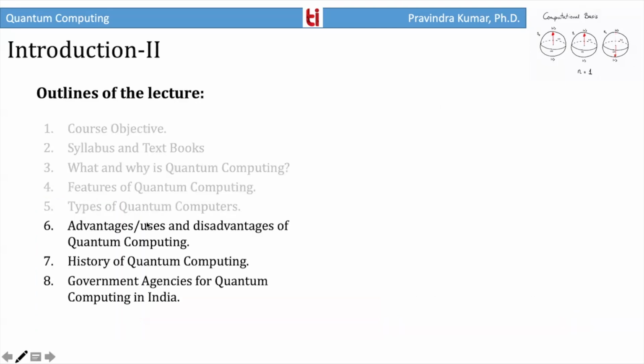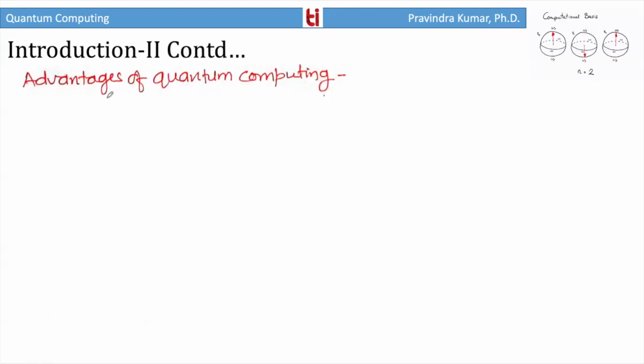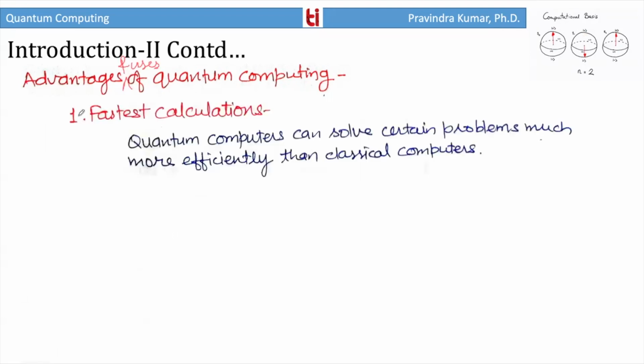Now here we will discuss the advantages and disadvantages of quantum computing, history of quantum computing, and government agencies for quantum computing in India. First, we start with the advantages and uses of quantum computing. The first advantage is fast calculations. Quantum computing is a new and exciting field in computer science. Quantum computers can solve certain problems much more efficiently than classical computers.